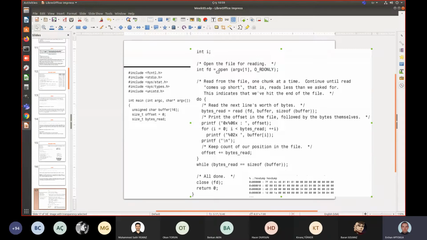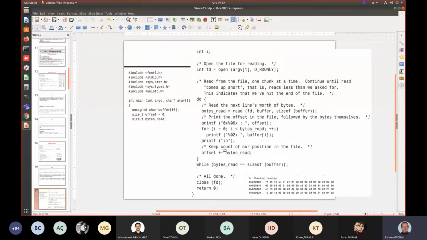Okay, we are not checking whether it was successful or not. This is a bad sign. And then we have a do-while loop. What it does is constantly read until it reaches the end of the file. We read with read(fd, buffer, sizeof buffer), so we are attempting to read 16 characters. And what do we do then? We print those bytes that we have read, but we only print from 0 to bytes read. So maybe we have read less than 16, who knows?